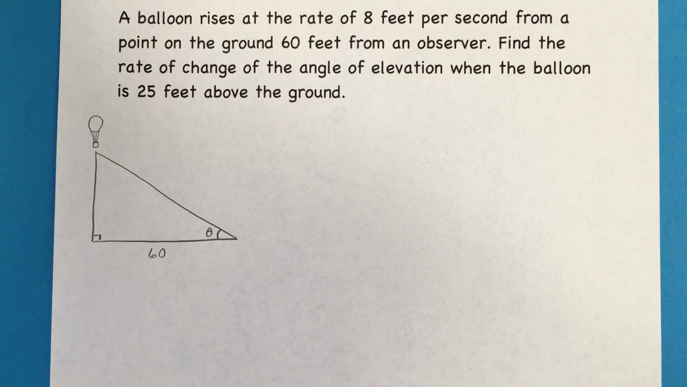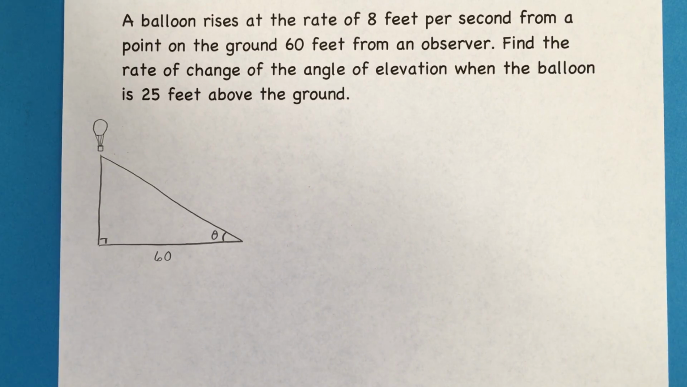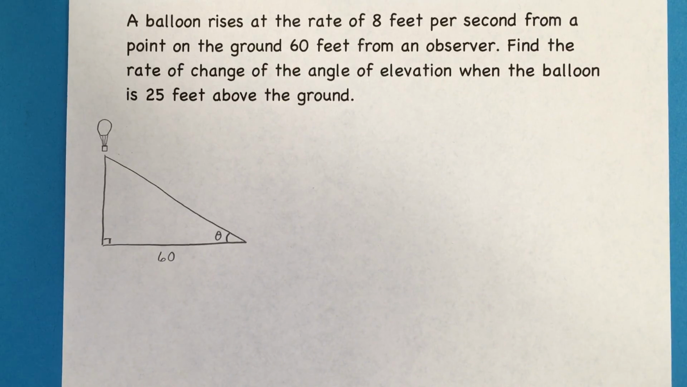Okay, a balloon rises at the rate of 8 feet per second from a point on the ground 60 feet from an observer. Find the rate of change of the angle of elevation when the balloon is 25 feet above the ground. All right, so this time we're trying to find the rate at which an angle changes, instead of a length. And you'll notice the 60 is already labeled on the picture here. And that's going to be one of those values that is not going to change.